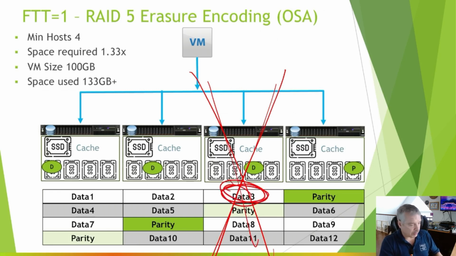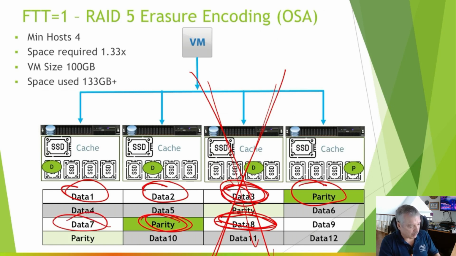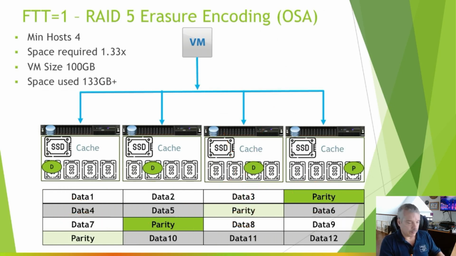Well, I could figure out what data 3 is by looking at parity, looking at data 2, and looking at data 1. Same thing over here. I lost data 8. I can figure out what data 8 is by looking at the parity, looking at data 7, and looking at data 9. So RAID 5, again, if I lose one, I'm still okay. If you lose two, you're dead in the water.